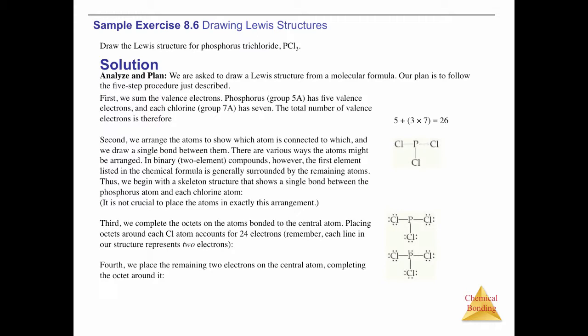Third, we're going to complete the octets on the atoms bonded to the central atom. Placing octets around each chlorine atom accounts for 24 of the electrons. Again, remembering that each line or each single bond in our structure represents 2 electrons. And then finally, we're going to place the remaining 2 electrons on the central atom to complete the octet around it.